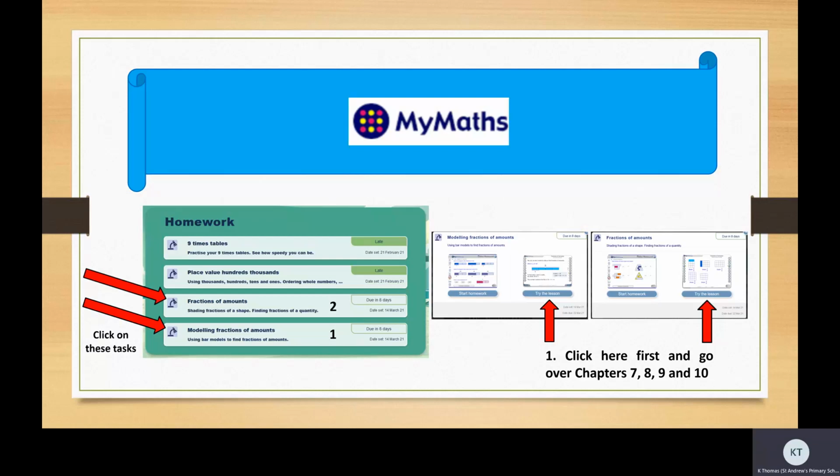Once that's completed, you'll be able to go back later onto My Maths and go through the whole lesson to make sure that you've practiced all the things that might come up on the homework. But for this part, you only need to look at chapters 7, 8, 9 and 10 to help you with today's task. The second task you then would go in and click on was fractions of amounts. Again, you click on try the lesson and you look at chapters 7, 8, 9 and 10.